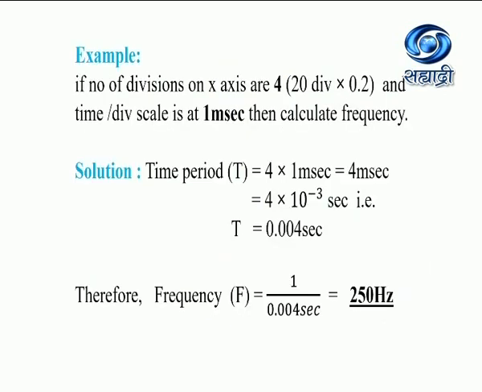Let's see one example for this. If number of divisions on x-axis is 4, that is 20 divisions are there into 0.2, and time per division scale is at 1 millisecond, then calculate the frequency.